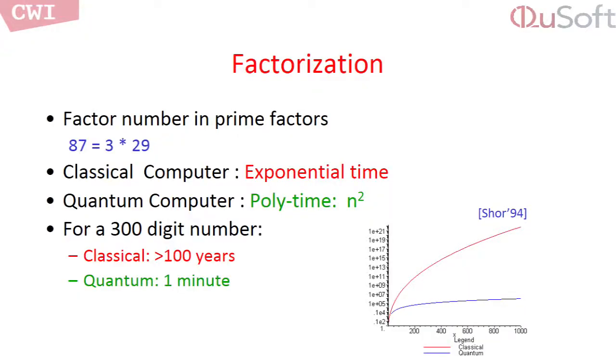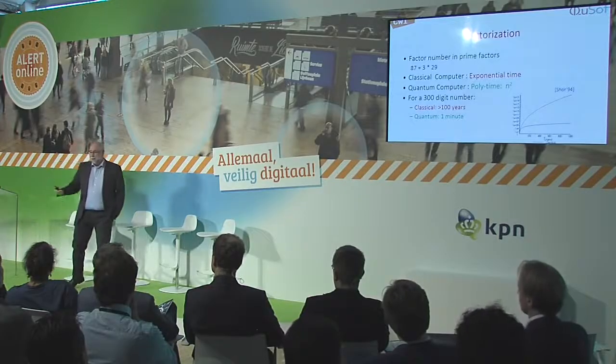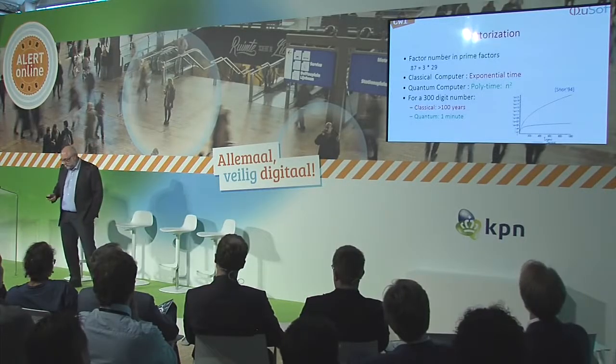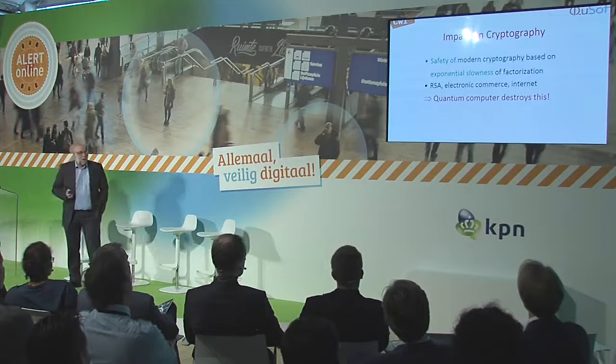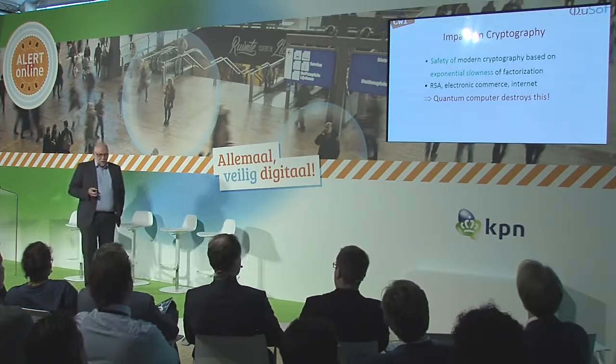And here you see the graph of, on the one hand, the classical thing. Say, on a 300-digit number, a classical computation would take more than 100 years. Actually, it would take thousands of years. This is a very moderate estimate. But on a quantum computer, on a modest clock cycle, would do this in a minute. So on a quantum computer with this algorithm, you can quickly factor. And this is extremely important, and I think that's the reason why we are all here.